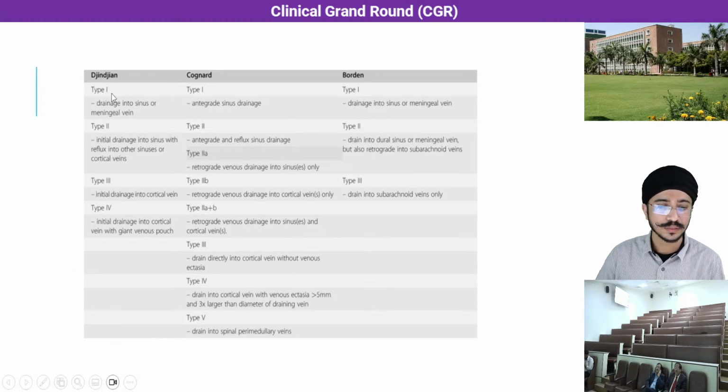The Djindjian system has four subtypes. Type 1, where the drainage is directly into the venous sinus or a meningeal vein. In type 2, there is drainage into the venous sinus, but now there is a reflux into other sinuses or the cortical vein. In type 3, the fistula is directly draining into the cortical vein itself. And in type 4, there is formation of a venous pouch in the cortical vein. The Cognard and Borden classifications we'll discuss in detail in the next slides.